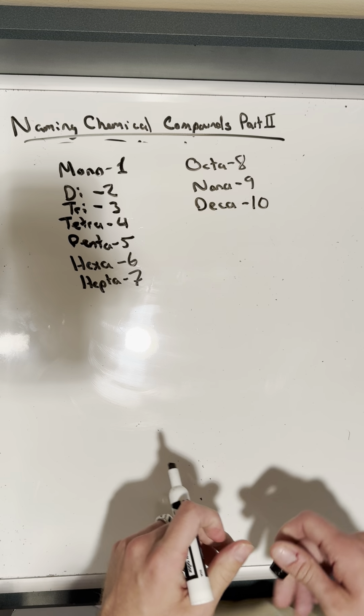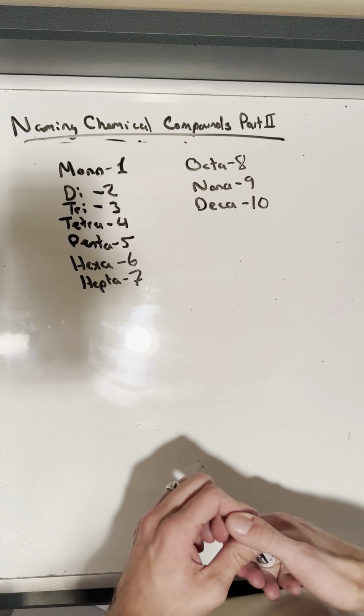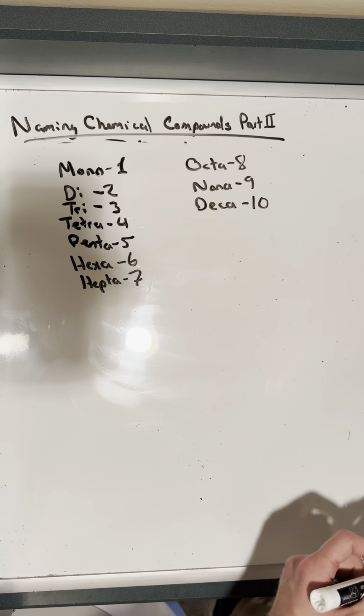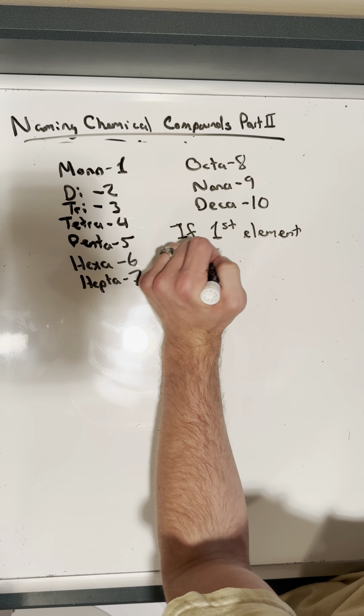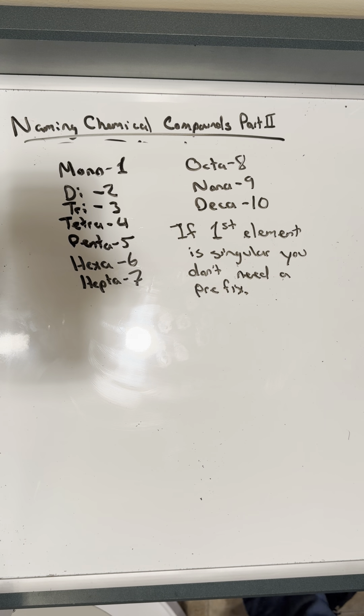Those are typically the ones that I make students work with. Most of the time I don't go past 10. Some teachers might, but that gives you a little bit of a heads up. When it comes to type 3 naming, typically if your first element is singular, you don't need a prefix. Some teachers might request that you give one, so they get you used to the idea, because it never hurts to say mono in front of something. It may not always be necessary, but it means the same exact thing.